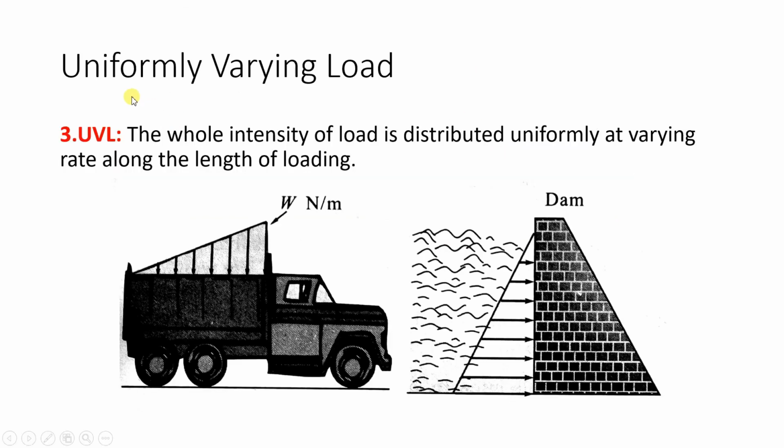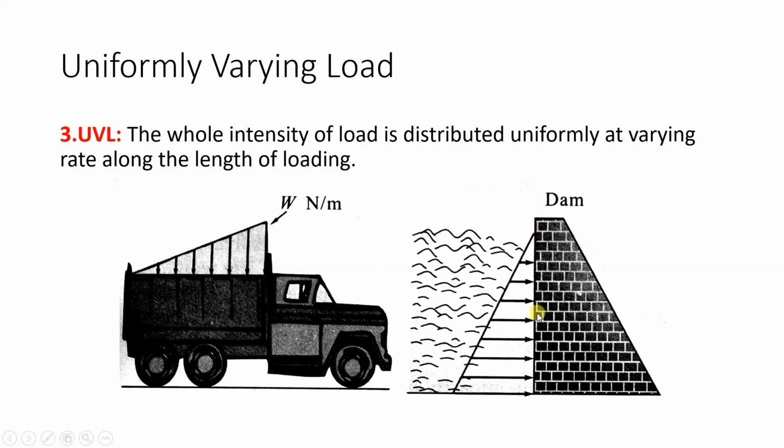Next type, uniformly varying load. Now if you see the examples given over here, what is UVL? The whole intensity of load is distributed at a uniformly varying rate along the length of the loading. Two examples are shown. In one example, a truck is there and sand is filled in this triangular way. So this is an example of uniformly varying load, UVL.